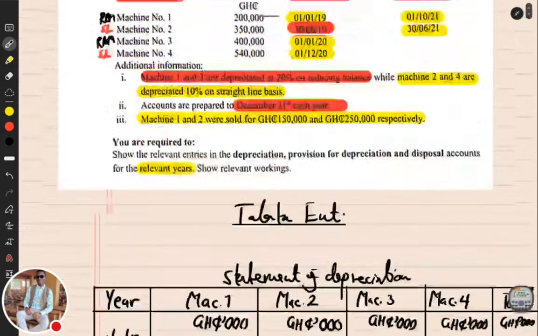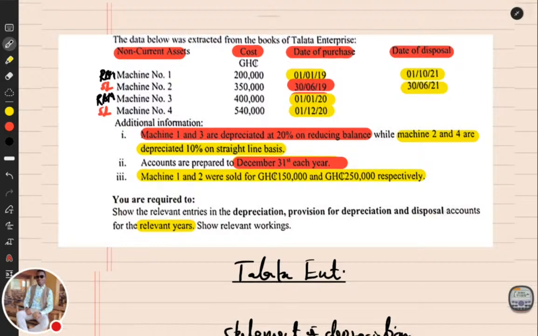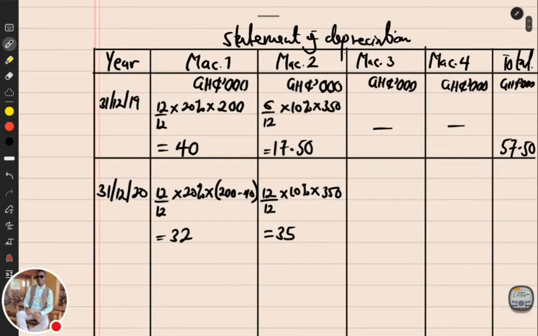And then machine number 3 on reducing balance method. As of the year 2020, we bought machine number 3 on 1st January 2020. So that means we have used machine number 3 from 1st January 2020 to 31st December 2020. So we'll have it also coming up here. Remember, machine 1 and 3 are on reducing balance. But for the first time, we apply the rate straight on the cost. There's no previous depreciation. So it's a full year depreciation. So we have 12 over 12 multiplying what?